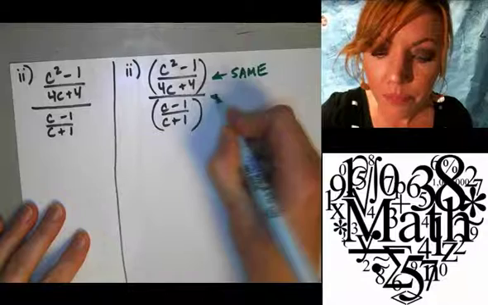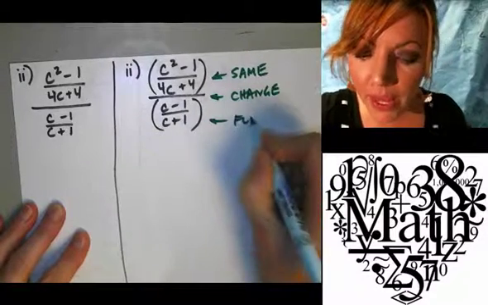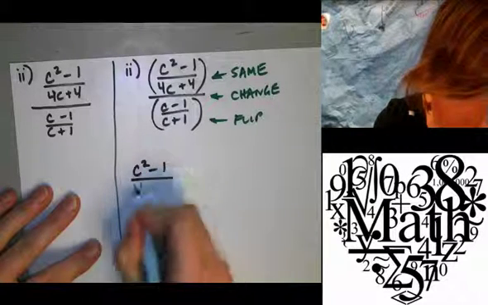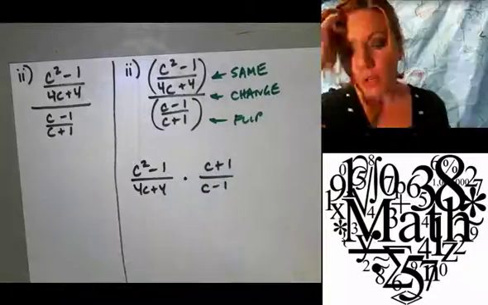So same change, flip, and then when we do that we get c squared minus 1 over 4c plus 4 times c plus 1 over c minus 1. Okay, so now, Lydia was about to say what?